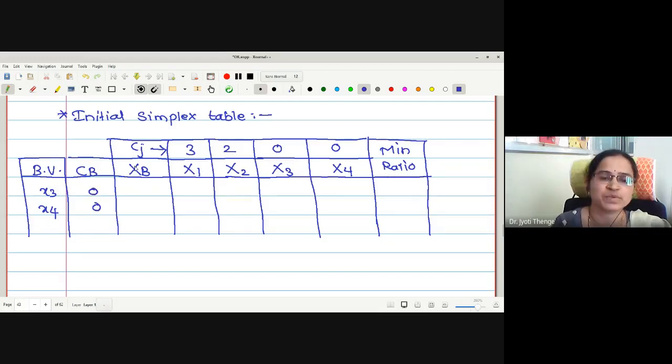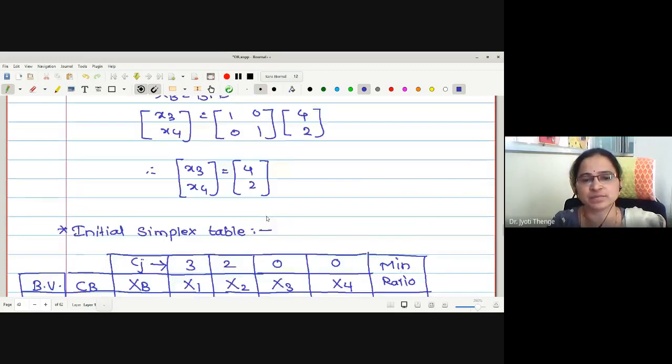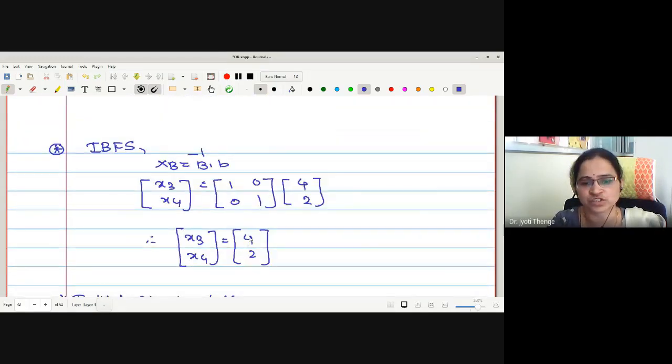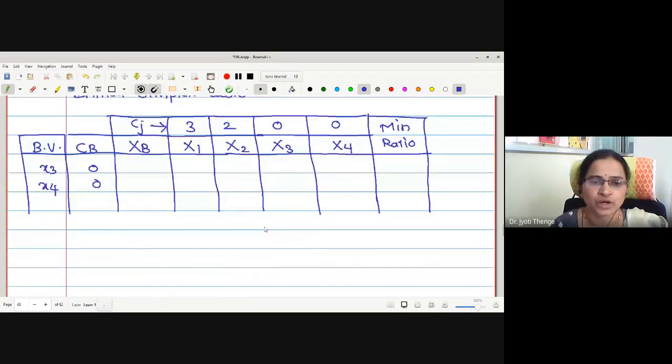What is XB? XB is the initial basic feasible solution we have calculated just now and takes the values 4 and 2. Therefore, here I will keep 4 and 2. Now what is x1? We will write the coefficients of x1 in the coefficient matrix. What are the coefficients we have written? 1, 1. What for x2? This is 1, minus 1. For x3 this is 1, 0. And for x4 it is 0, 1.